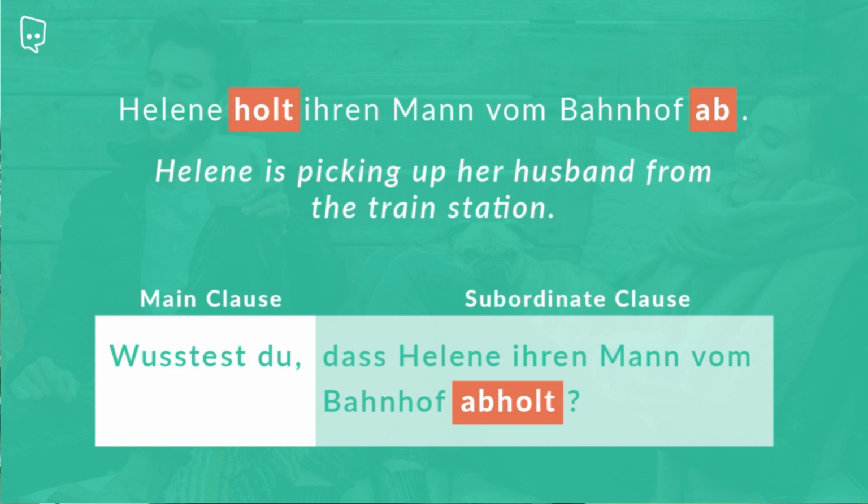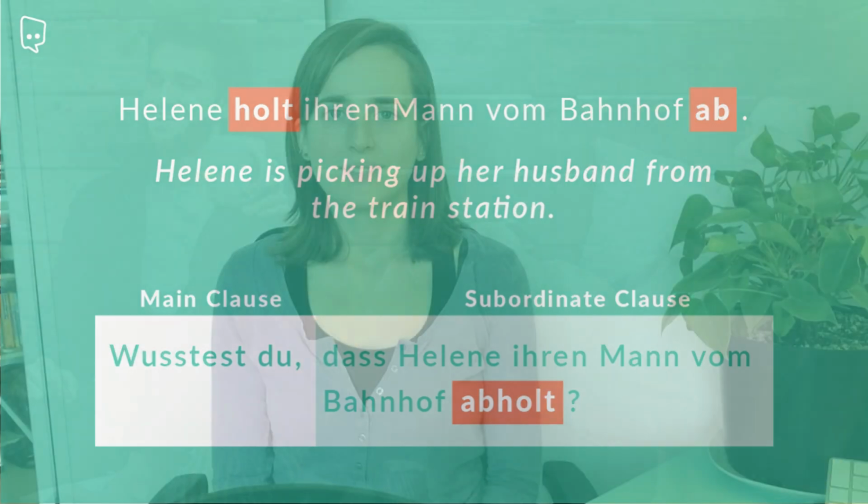Helene holt ihren Mann vom Bahnhof ab. Helene is picking up her husband from the train station. Here we're using the separable verb abholen. We talked about separable verbs in this video right here. Make sure to watch it if you missed it.